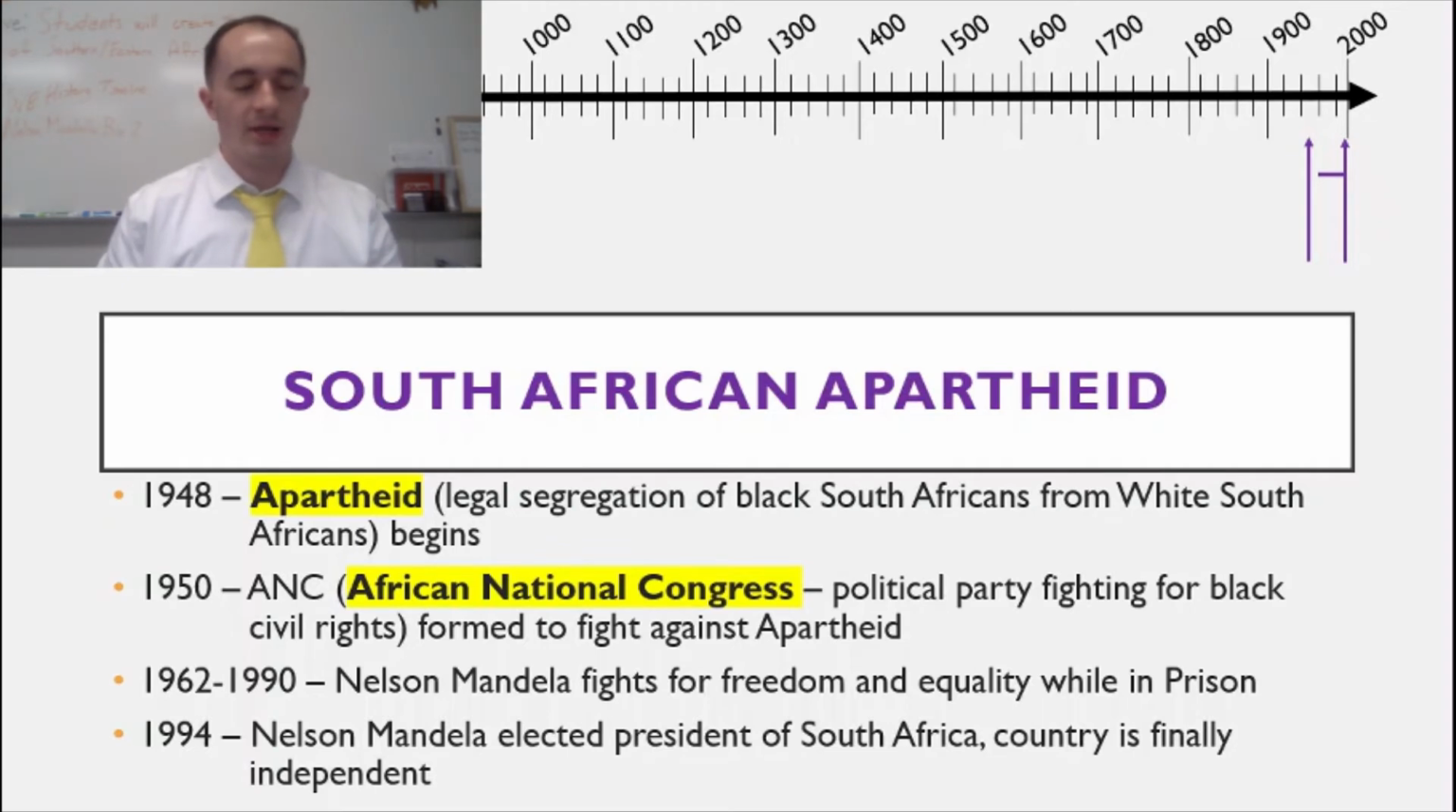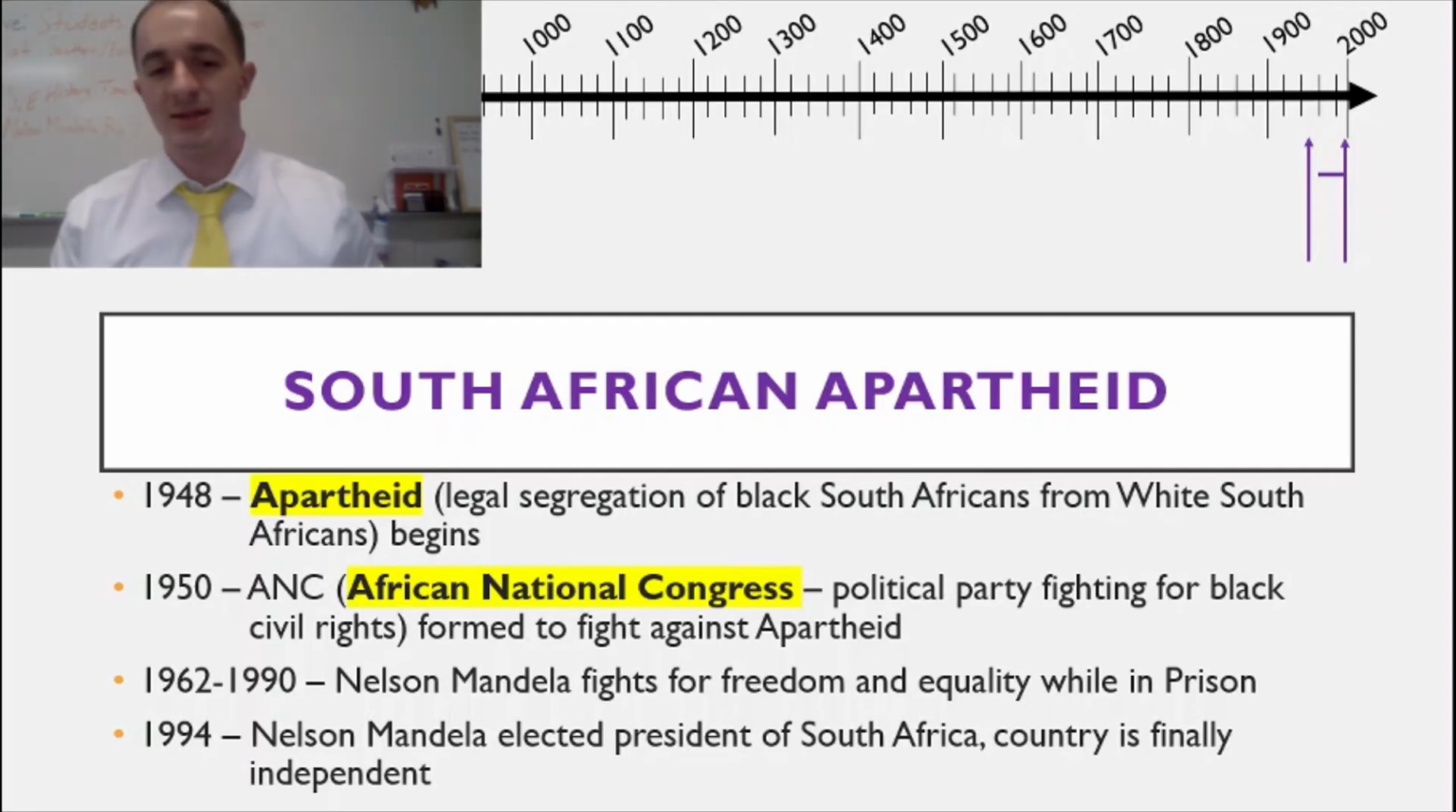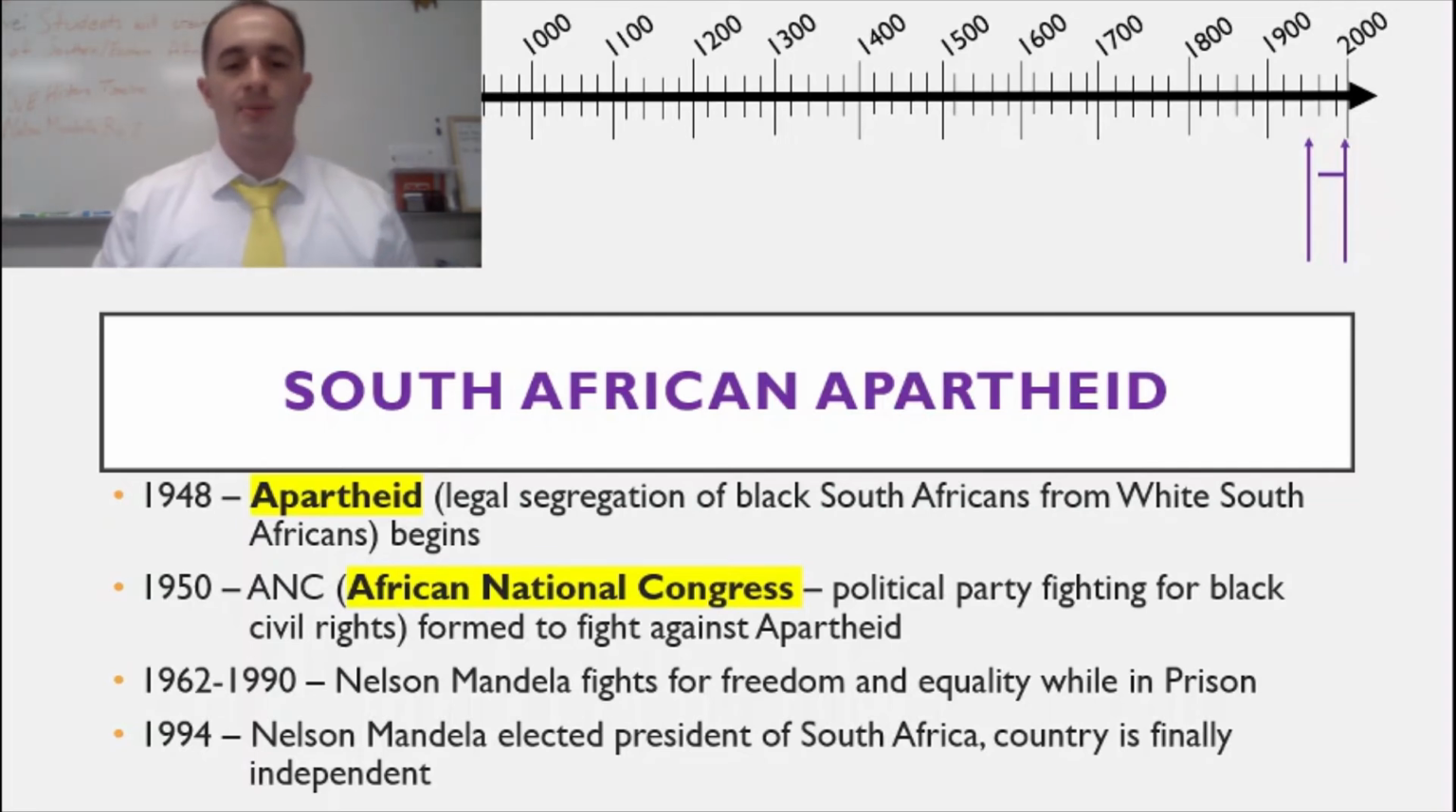So what I would do is I would put 1948 and then 1950 right below it in the same box because there's not a whole lot of writing for this one. So 1948, apartheid begins. That's what you need to put down. Apartheid is the legal segregation of Black South Africans from white South Africans. Reminder, I don't want you to put the stuff in the parentheses. I just want apartheid begins.